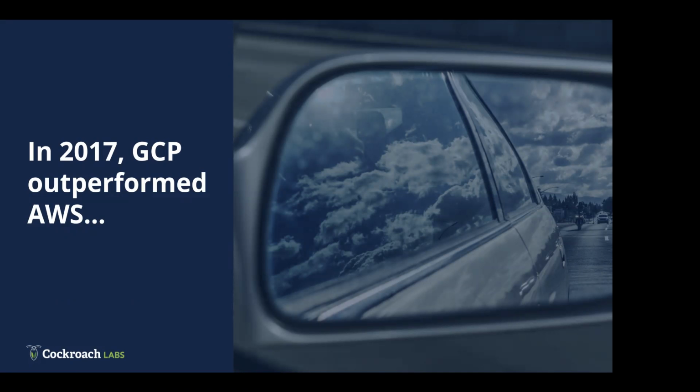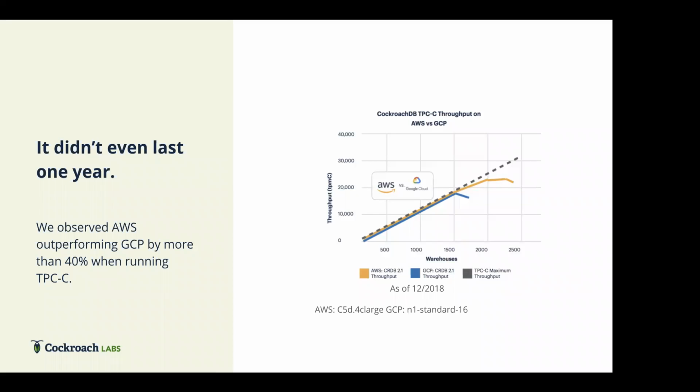Of course, we test continuously using GCP, AWS, Azure, DigitalOcean, and a number of other platforms, but in terms of performance, we were looking in that direction, and that was our understanding of the state of the clouds as we got into 2018. But this didn't even last 1 year.